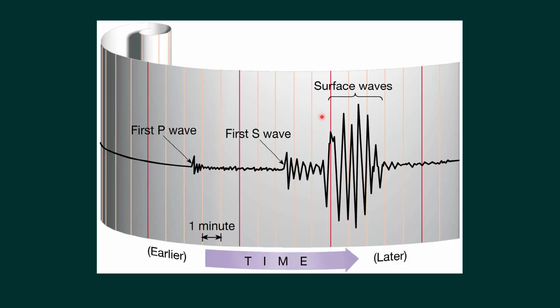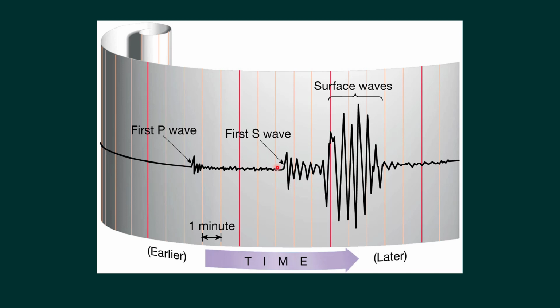Let's look at a cartoon one. Once again, time along this axis, right? First P wave hits here. First S wave hits here. Surface waves back here. P waves travel faster, so they're going to hit first. In this case, if this is 1 minute, there is a 1, 2, 3, 4. About a 5-minute difference between that first P wave and that first S wave.